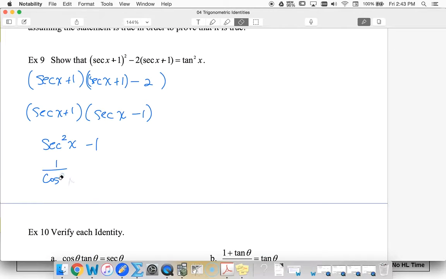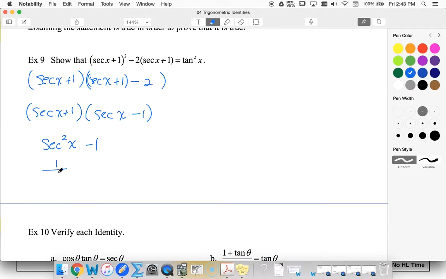It's one of our known identities. So we could continue on to prove it. But at this point, you could say equals tan squared x, equals right-hand side. Or you could go on to prove it, but you don't need to.